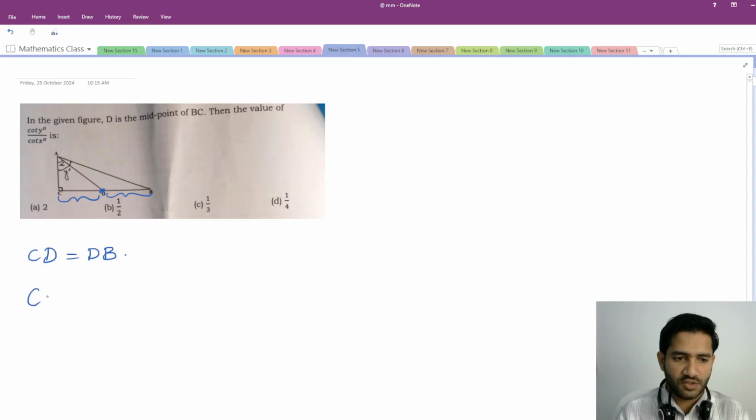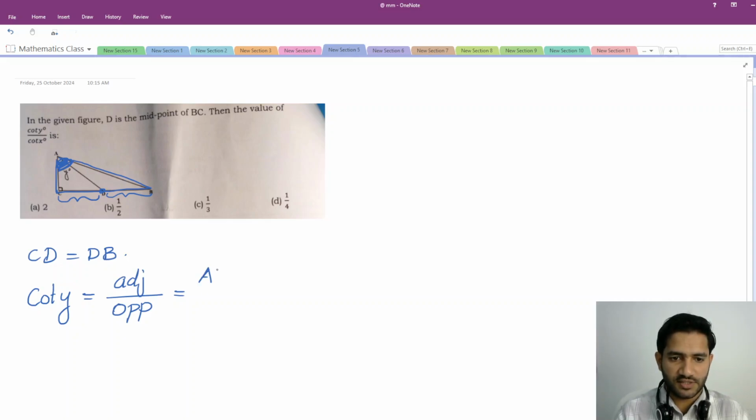How can we find cot Y? Cot Y means adjacent by opposite. That is the value of cot. So cot Y means, in this triangle ACB, this is the Y. So AC is the adjacent side.